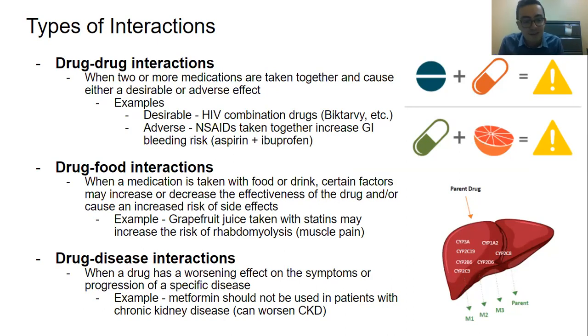We do have drug-disease interactions, and that's simply when a drug has a worsening effect on the symptoms or progression of a specific disease. A very common one of these would be drugs that cannot be taken in people who are renally impaired or have chronic kidney disease. For instance, metformin should not be used in patients with chronic kidney disease whose kidney function isn't very good, because metformin is hard on the kidneys. It gets cleared through the kidneys and it can cause kidney damage, which makes that kidney disease worse if it is taken by a person whose kidneys are not functioning to the best of their abilities. And that just about covers interactions.